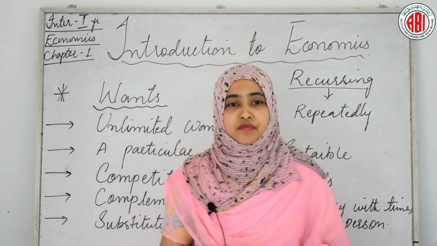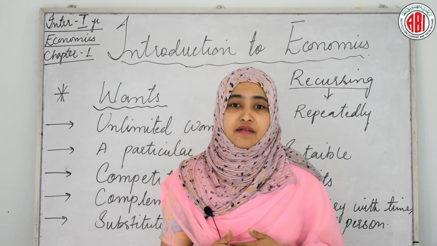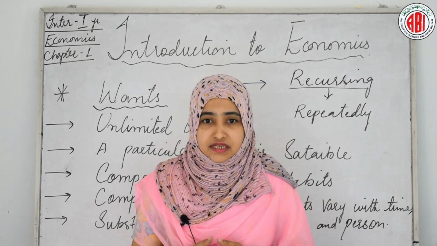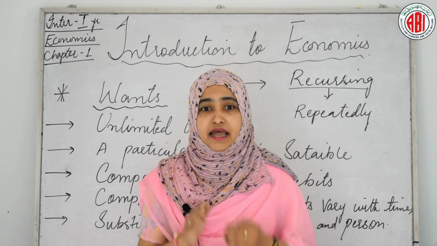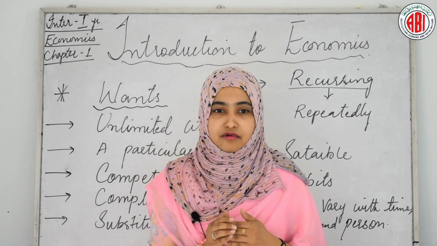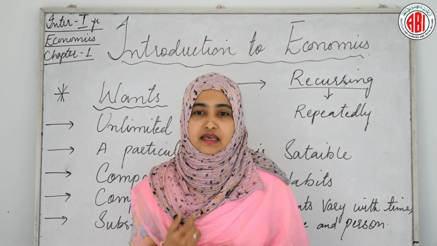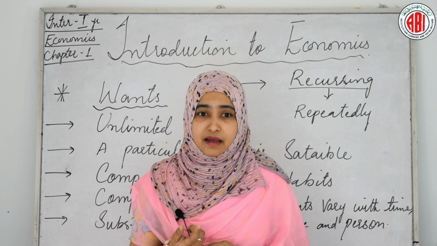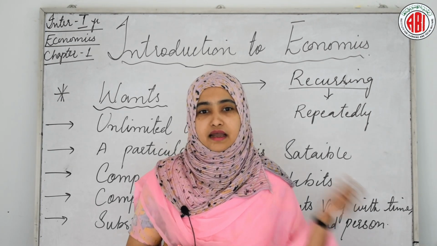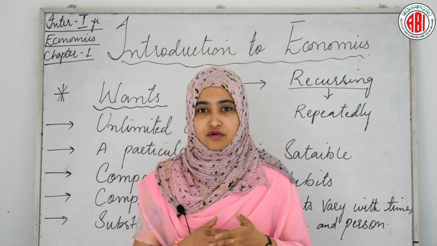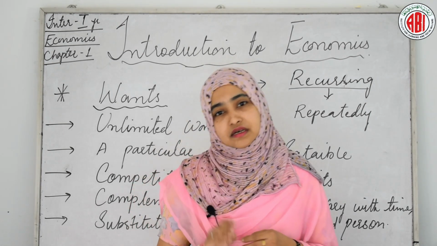Then a particular want is satiable. That is, as wants are unlimited, a person can satisfy only a particular want at a point of time. For example, if a person is thirsty, he can satisfy it by drinking a glass of water. At that point of time, that want is satisfied, which means a particular want is satiable.